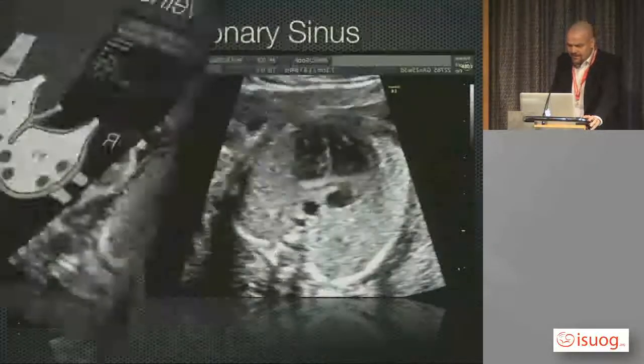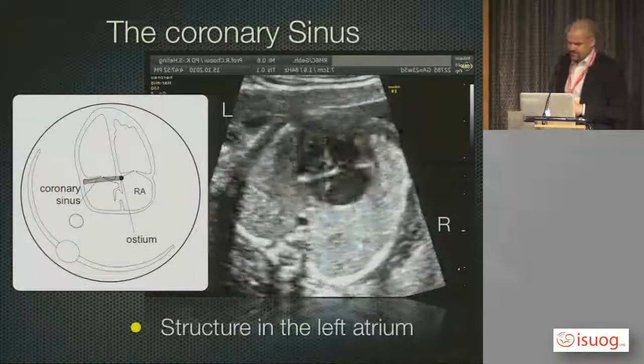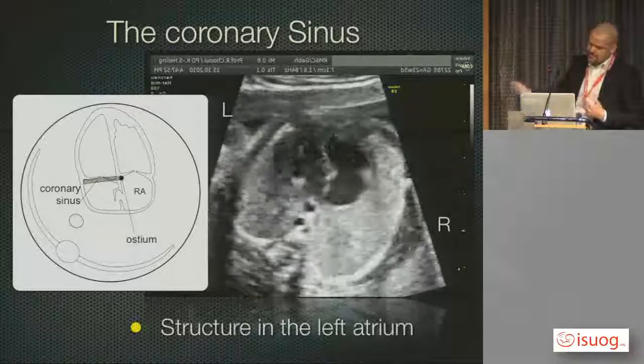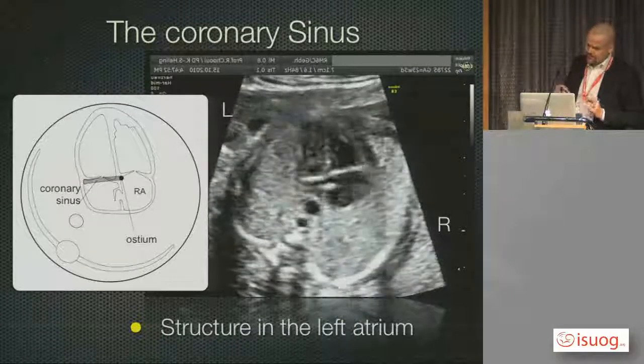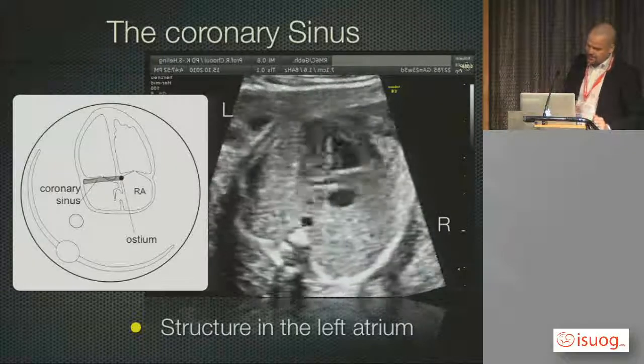In the atria, there is a special structure called the coronary sinus. You will find the coronary sinus when you have a tangential four-chamber view and you have a double line. There is a structure on top of the mitral valve.